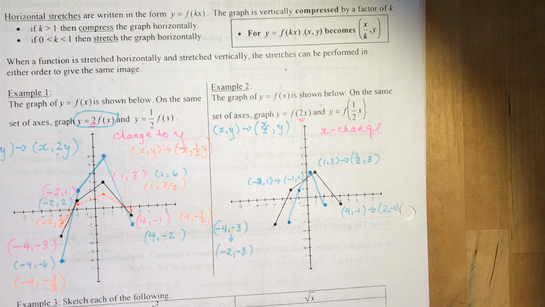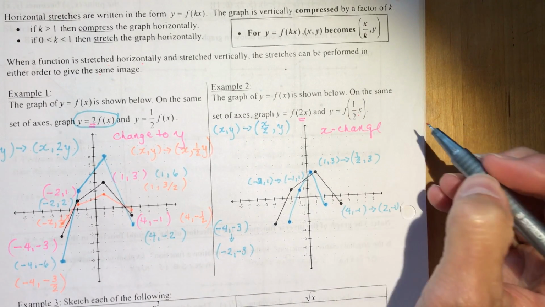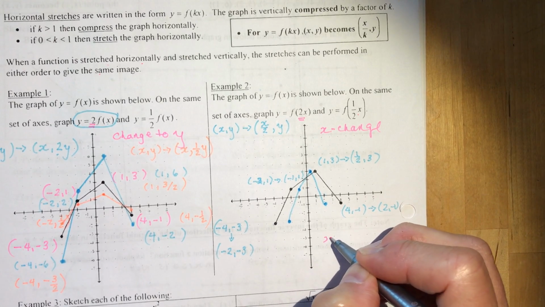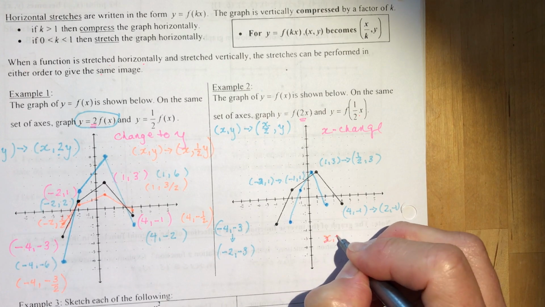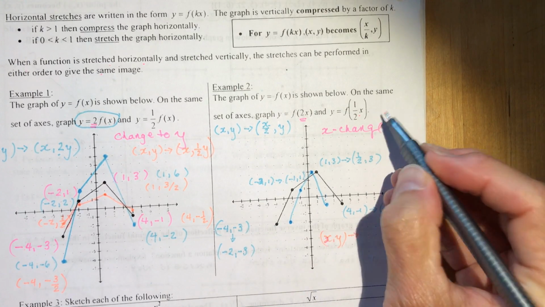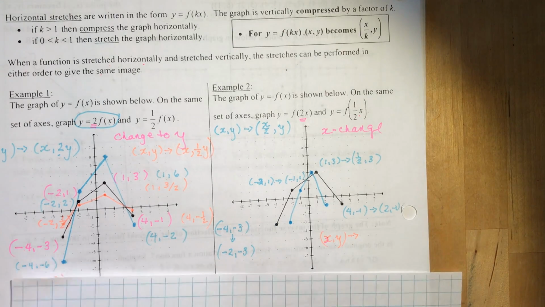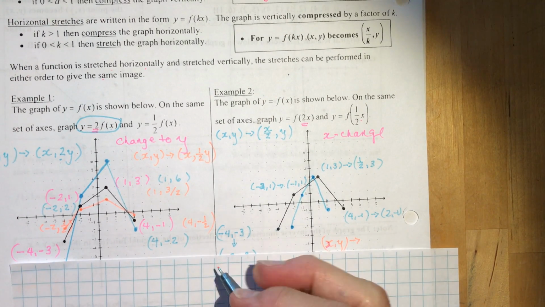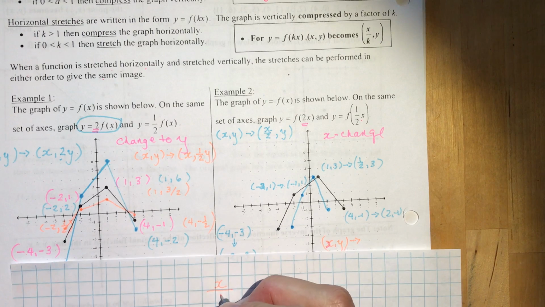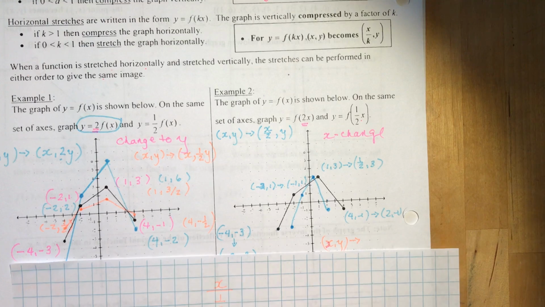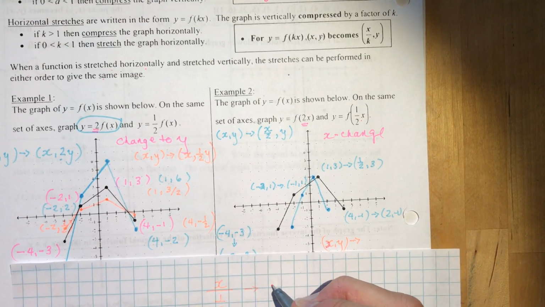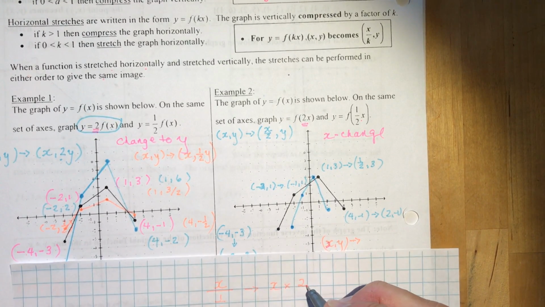Now the second one, it says 1/2 f of x. So the rule for this one is going to be x and y go to, so now I'm going to grab a piece of paper here just for a second for you to see. So I'm going to do x divided by 1/2. Now, do you know how to divide by 1/2? Yes, you invert and multiply. So that's x times 2/1, which means 2 x's.